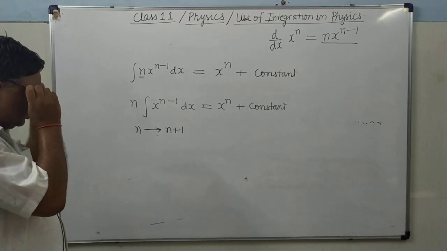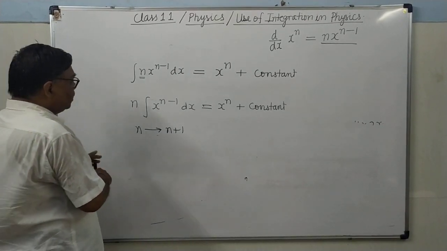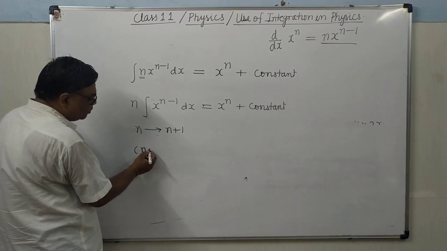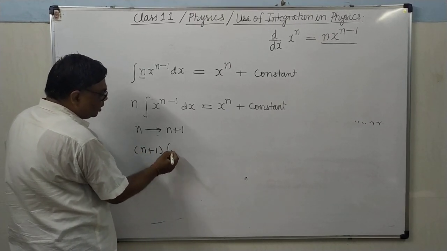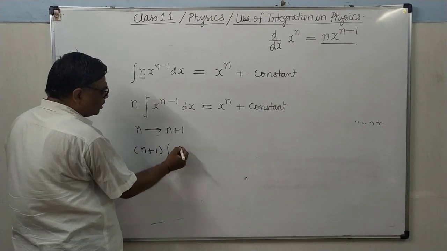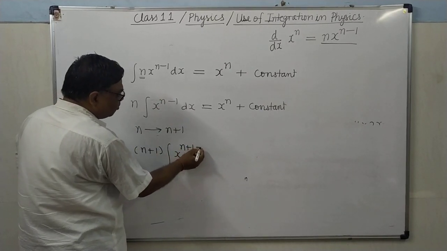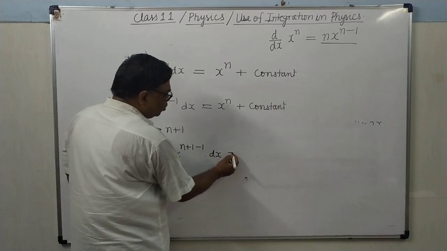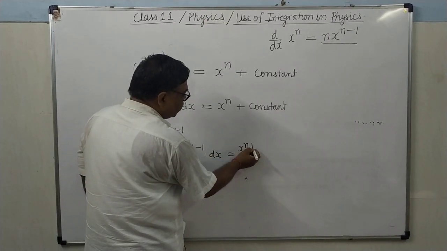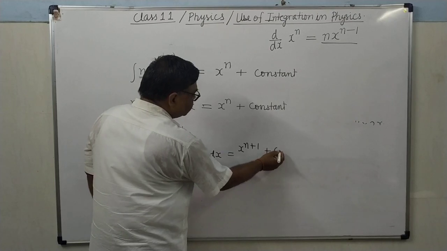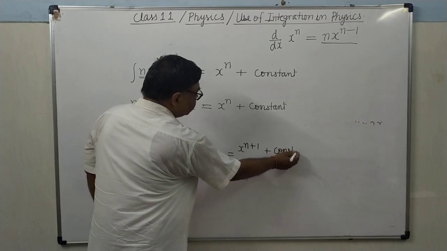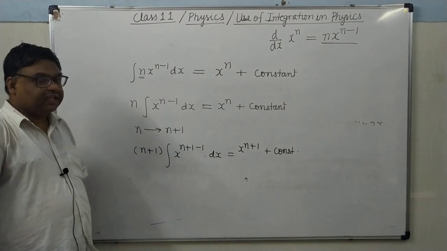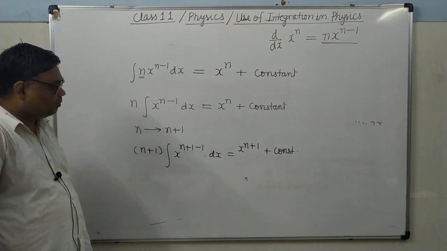What will be the result? So you can get here, when it is replaced, it will become n plus 1. Integral x to the power, in place of n you write n plus 1 minus 1, dx equals x to the power n plus 1 plus constant. Is it clear? Now you divide that side by n plus 1.